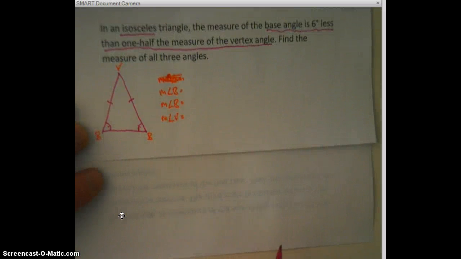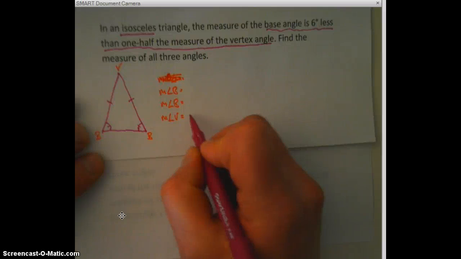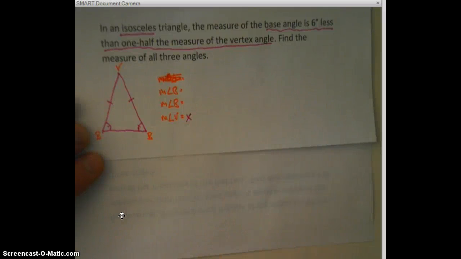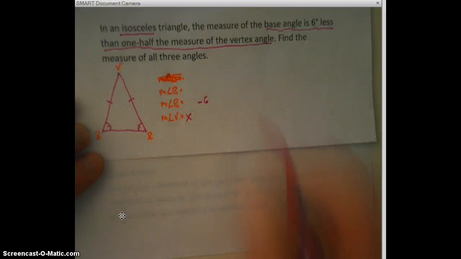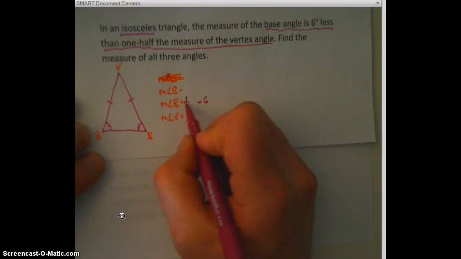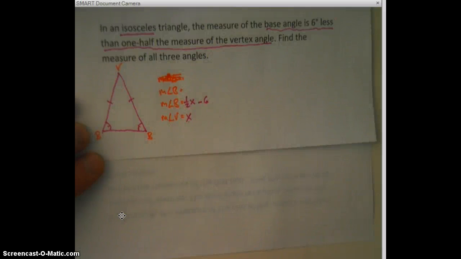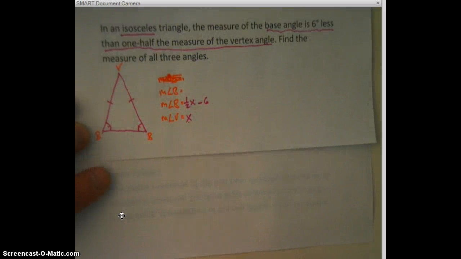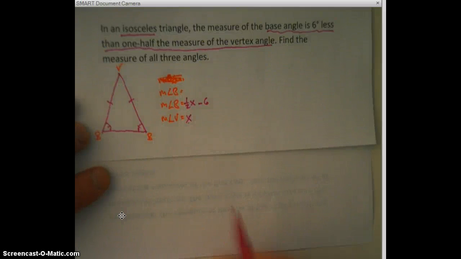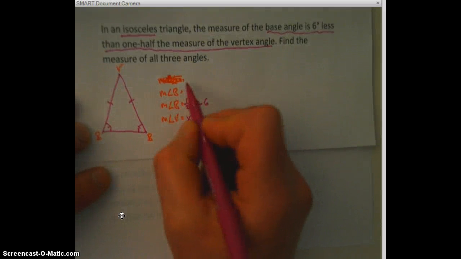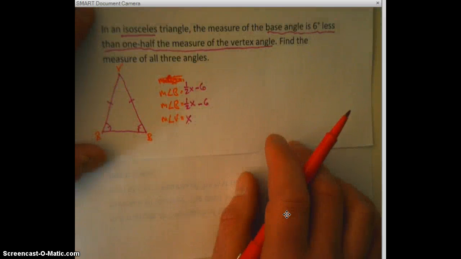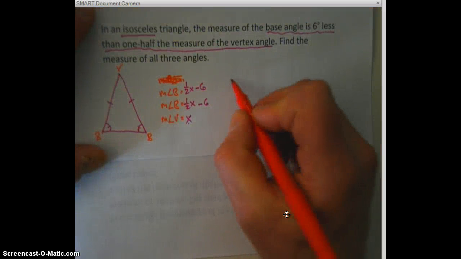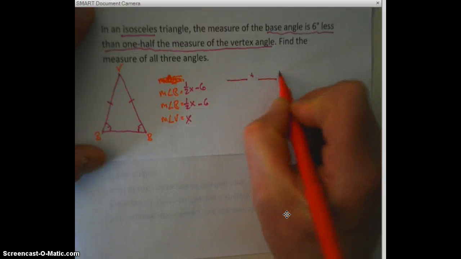So if we call the vertex angle x, then we could say the base angle is 6 less than 1/2 the measure of the vertex. So 6 less than 1/2 x if x is the vertex. We also know that the other base angle is going to be a repeat. So you're always going to have two base angles the same, so this one is also going to be 1/2 x minus 6.